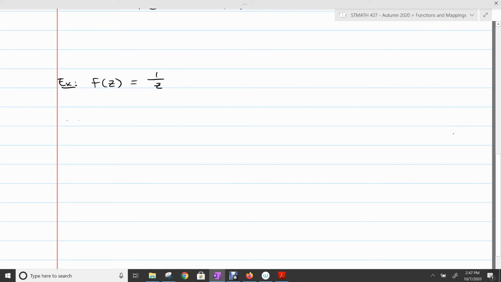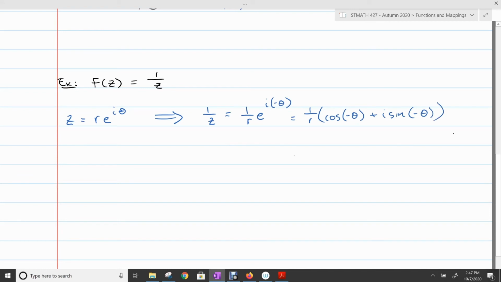So if we say z is equal to r times e to the i theta, then 1 over z, remember, would be 1 over r e to the i times negative theta. And of course, you can then break that out into polar form: 1 over r, cosine negative theta plus i times sine of negative theta. Then using negative angle identities, you can write this as 1 over r cosine of theta, minus 1 over r sine of theta multiplied times i.